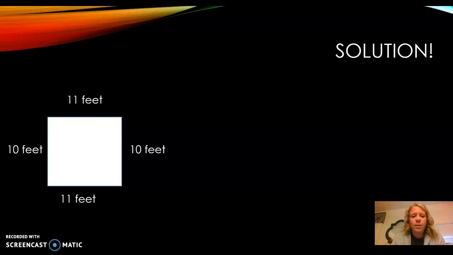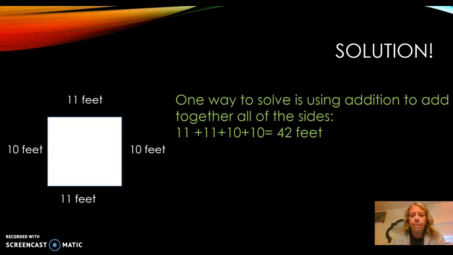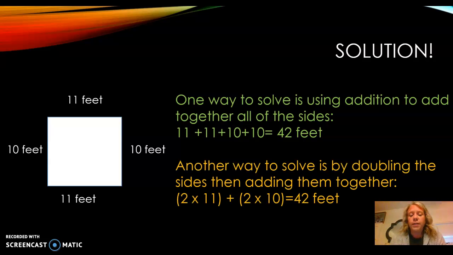Okay, here's our solution. Here's my picture, labeled 11 feet by 10 feet. One way to solve is using addition to add together all of the sides. So I would add 11 plus 11 plus 10 plus 10 equals 42 feet total. Another way to solve is by doubling the sides, then adding them together. 2 times 11 plus 2 times 10 equals 42 feet.